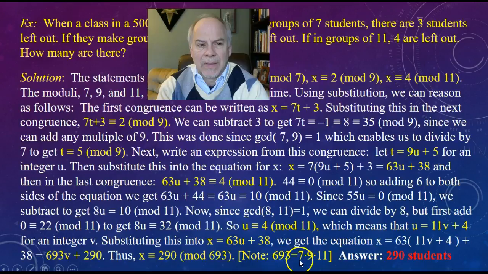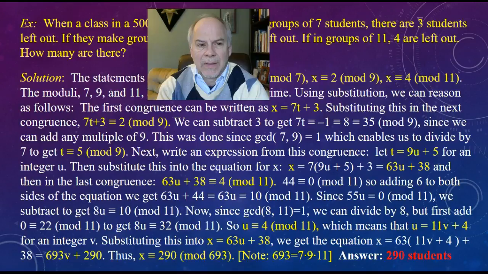Now 693 is 7 times 9 times 11. So that's the product of all of the mods, and that's what you were trying to reach. You needed to have that number 693 in front of v in x equals 693v plus 290. All right. So that means that the remainder, when you divide by 693 or mod 693, is 290, and so that's what we wanted. So x equals 290 mod 693. All right. So the answer to this problem is 290 students.